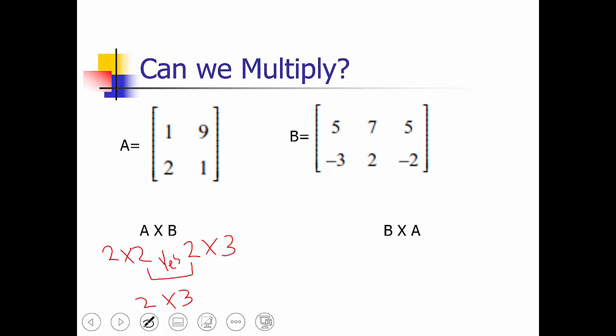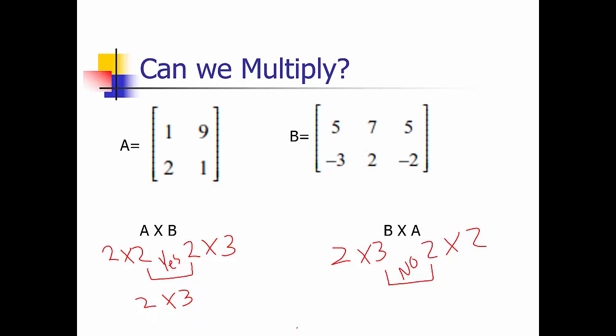Let's take a look at the next example. Can we multiply B times A? Let's see. B is a 2 by 3, and matrix A is a 2 by 2. Notice those two numbers do not match. So no, we can't multiply them. There'd be no solution here. It's impossible. So you definitely need to make sure you know how to do that.